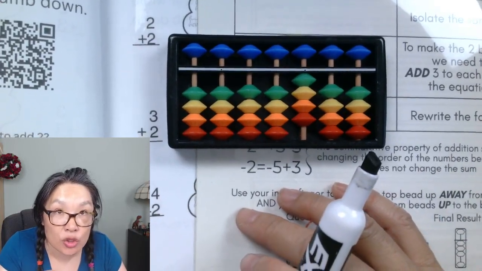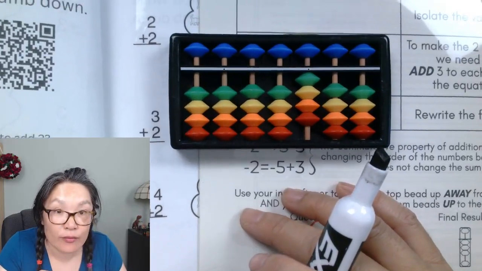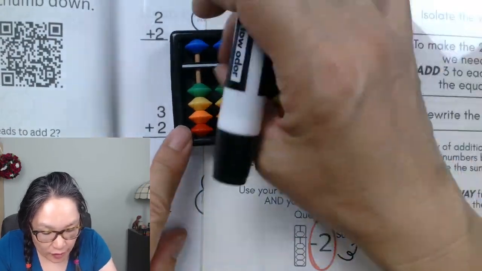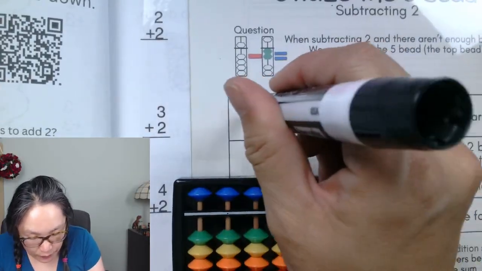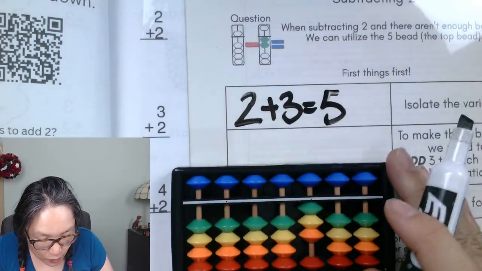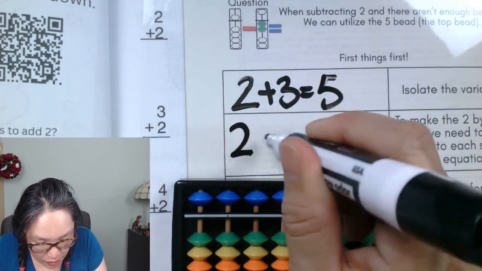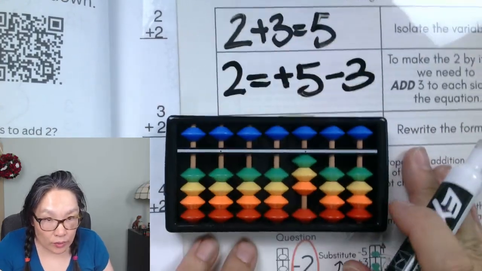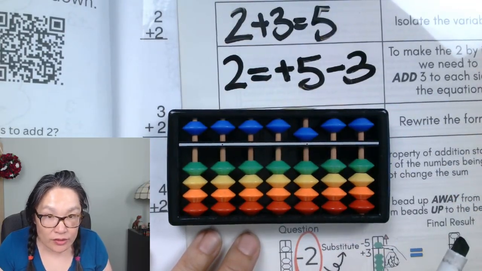When you don't have enough beads, that is when you use it. So like this one is 3 plus 2. If you look, I have 3, and then when I add the 2, well, what's 2? I'm going to go back. 2 plus 3 is equal to 5. We're going to rewrite it, and we're going to isolate our variable. When we isolate the variable, it's 2 is equal to plus the 5 minus the 3. So we plus the 5, and we take away the 3. My final answer is 5.